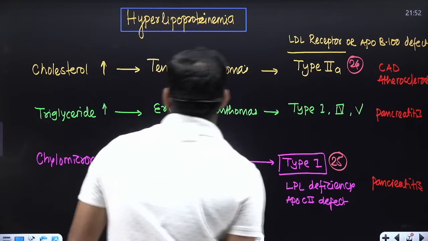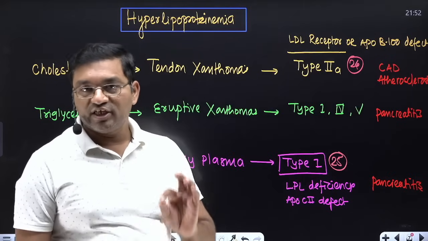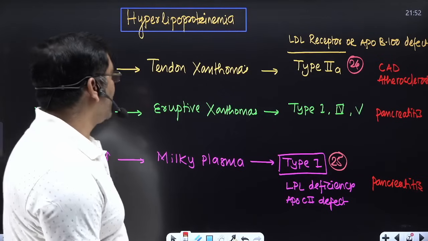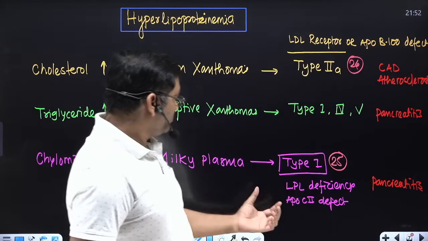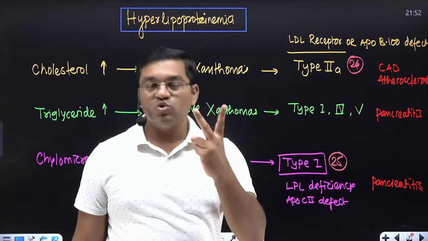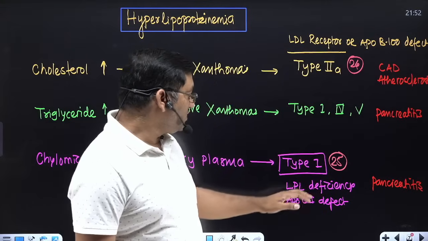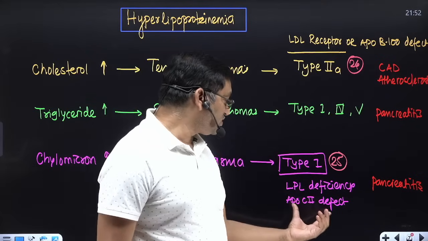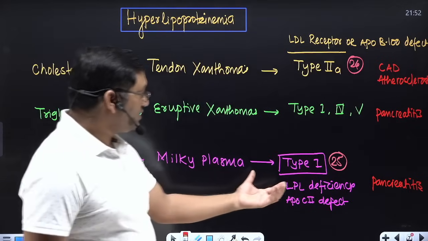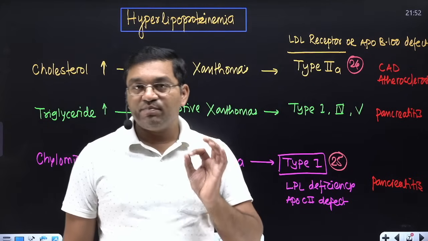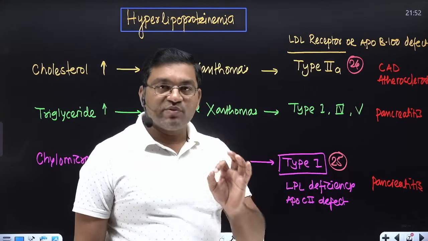Now, the important one and the trending topic, hyperlipoproteinemia, the Fredrickson classification. For UG students, type 1 and type 2A are very, very important. Forget about the rest. Type 1 is due to the lipoprotein lipase defect or ApoC2 defect. It is familial chylomicronemia, or hyperchylomicronemia.